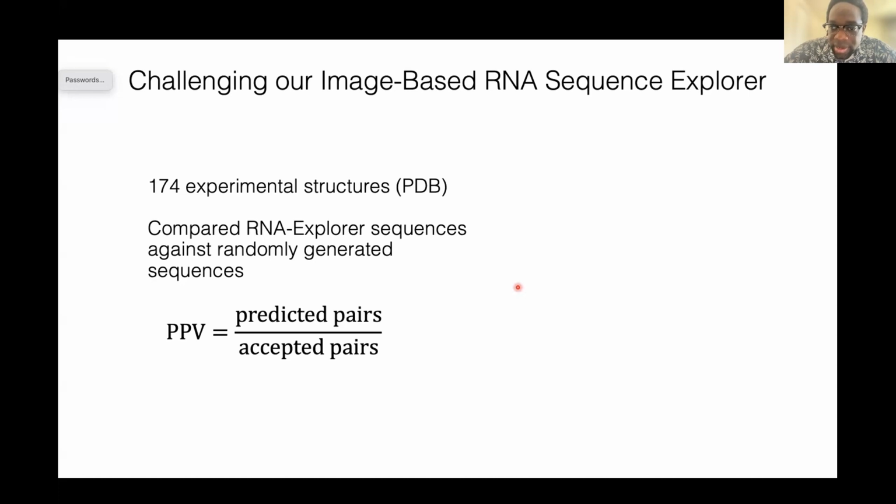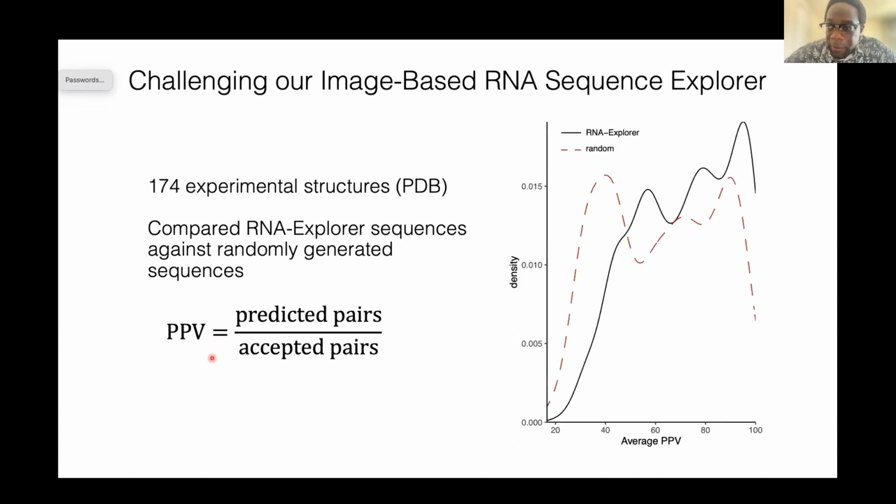removed the sequence information, essentially generating these black and white images that just contain information about the secondary structure, added the color back in using our model, and then asked whether or not the sequence that we extracted from those images allowed us to fold back to the target structure. And to quantify our success, we use this PPV, which essentially allows us to assess the extent to which we can recover the base pairs in the target structure.